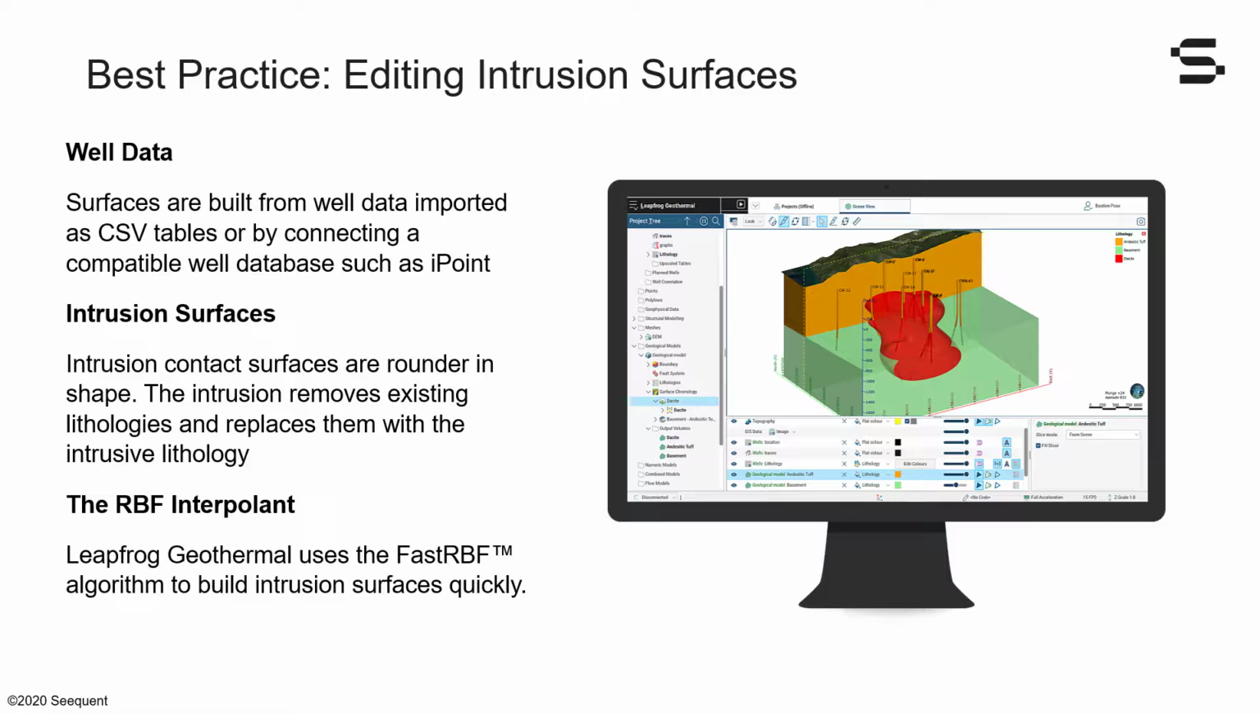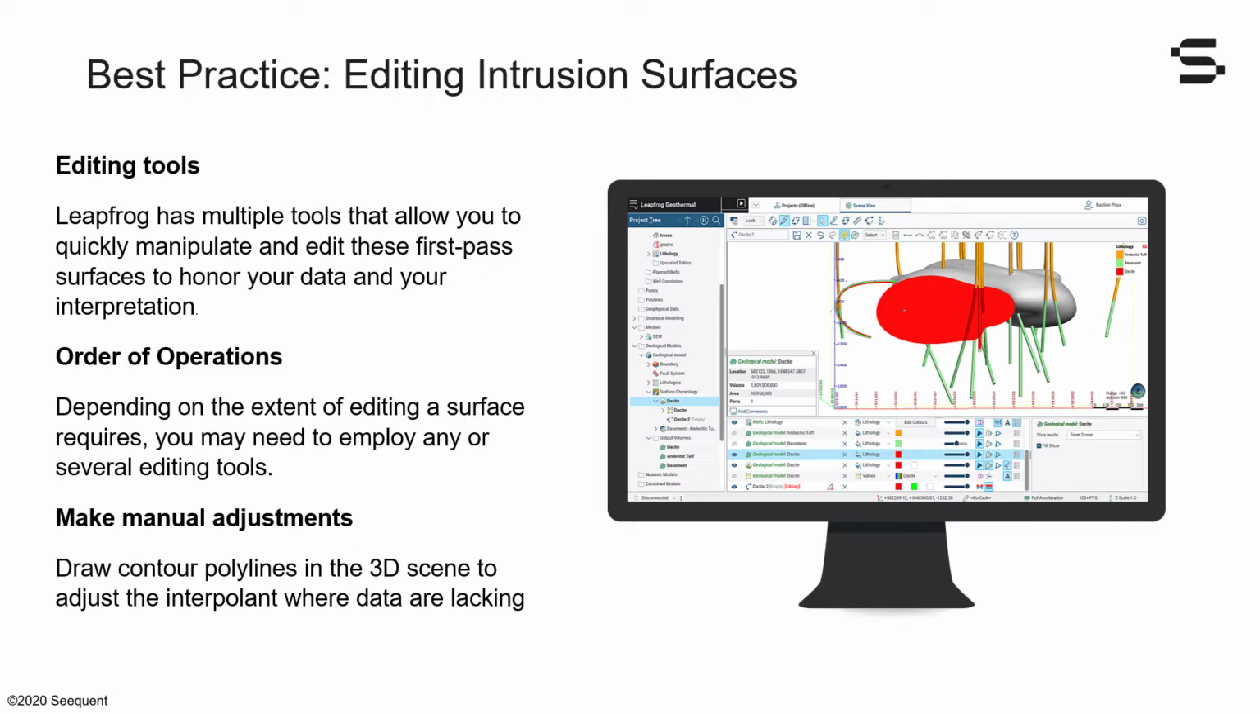To build surfaces, Leapfrog Geothermal uses the fast radial basis function, or fast RBF algorithm, which employs interpolation functions to estimate values from known data. This process is fast and dynamic. One of Leapfrog's core strengths is building initial surfaces directly from well data, without the need for extensive manual digitization. However, in most cases, those initial surfaces won't match exactly your interpretation.